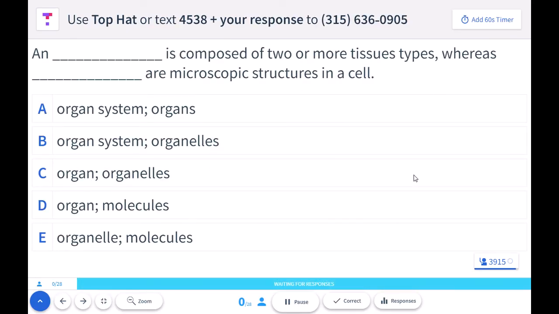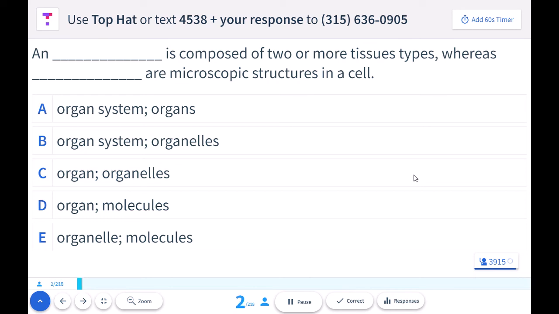So, let's get a little bit of feedback from you. Let's take a moment and fill in the blank. A blank is a compound composed of 2 or more tissue types, whereas blank are microscopic structures inside of a cell or in a cell.